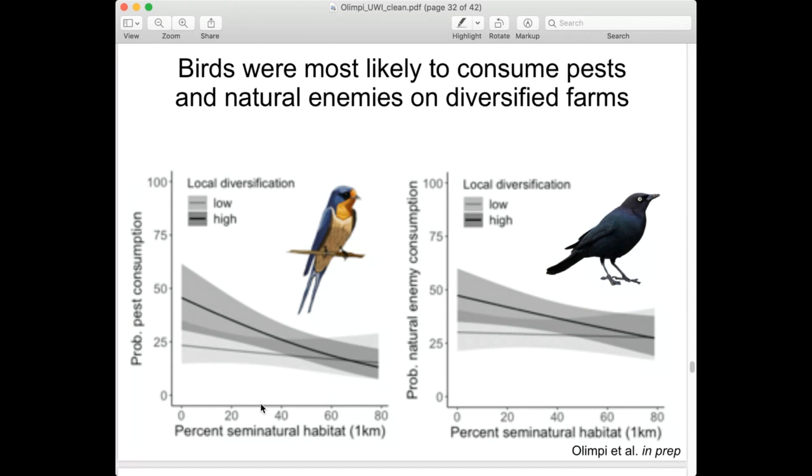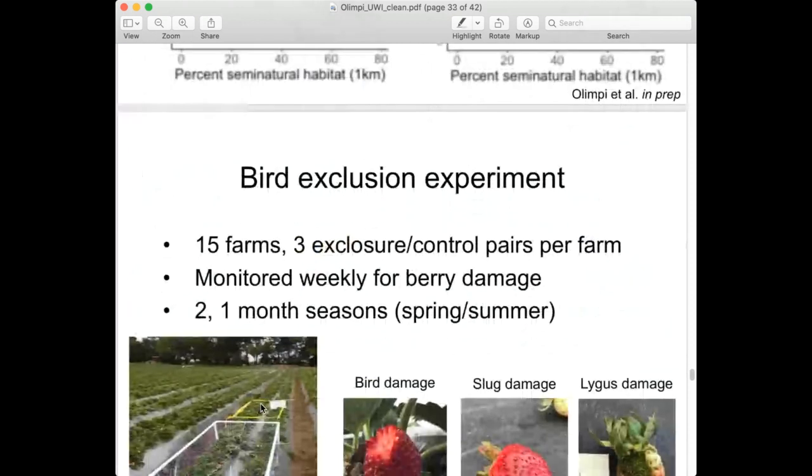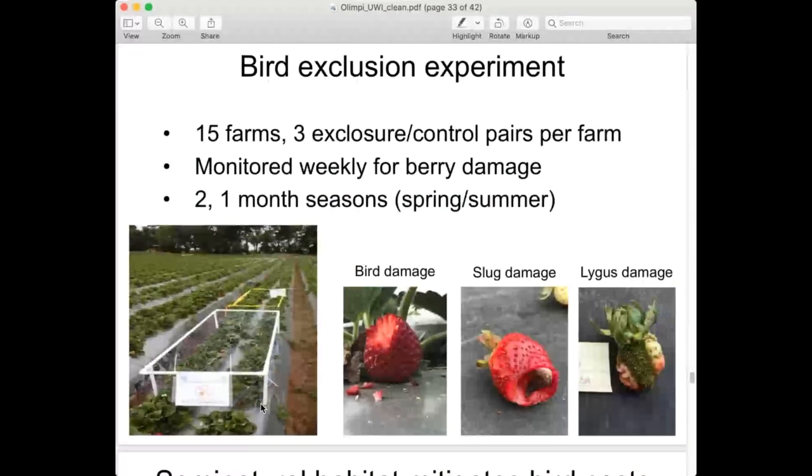So to understand if birds are really helping or harming strawberry production, we have to consider ecosystem services and disservices and look at these things together to get at net effects. Next slide, please. To do this, we set up a bird exclusion experiment.